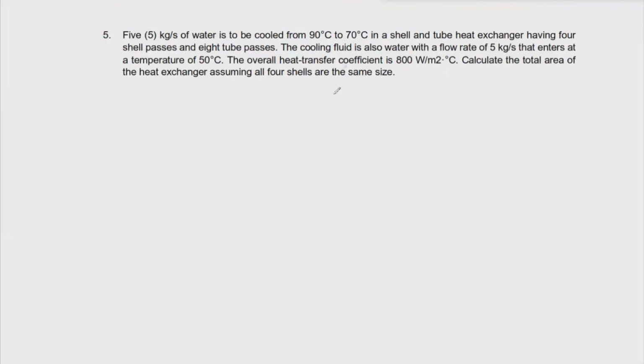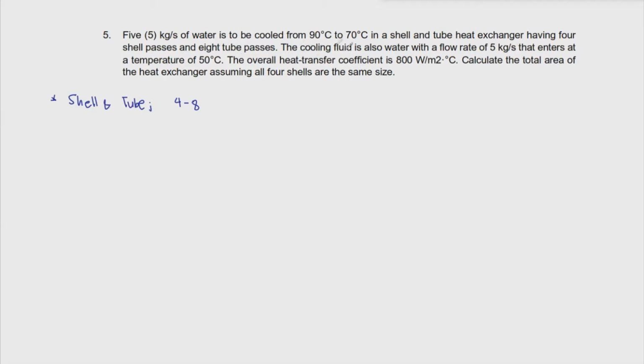Okay, so in this problem, I have a shell and tube heat exchanger. So the condition here is that it is a shell and tube, and then it is a 4/8 shell tube pass. So there are four shells, and then each has an 8 tube pass for this process.